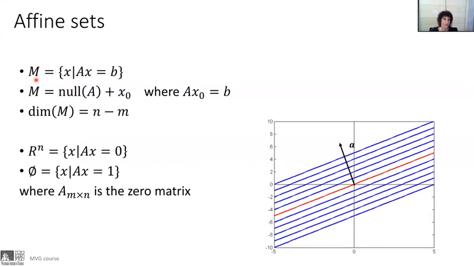So every affine set, I hope everything here will be clear. Every affine set can be written as X such that AX equals B, some linear system of equations, where M is the null space of A, the L we had before, plus X0, where A X0 equals B. The dimension of M would be the dimension of the null space, as we said before. The dimension of the affine set is the dimension of the subspace associated to it. Here it's N minus M.